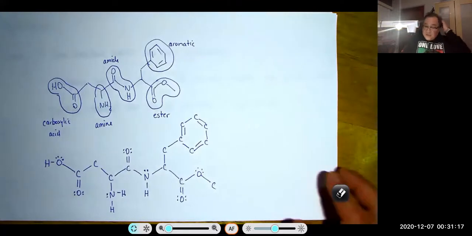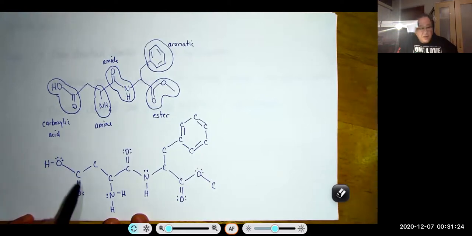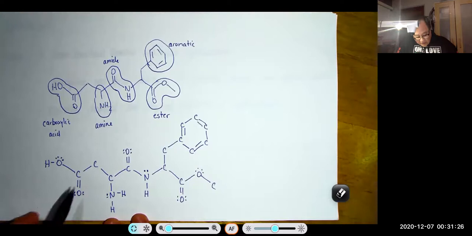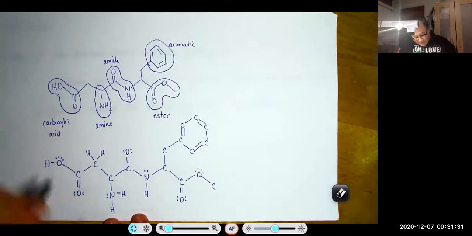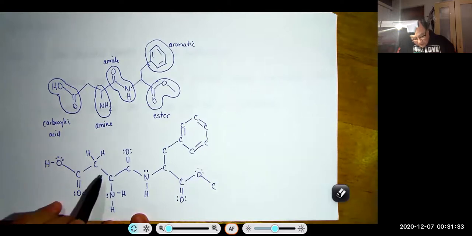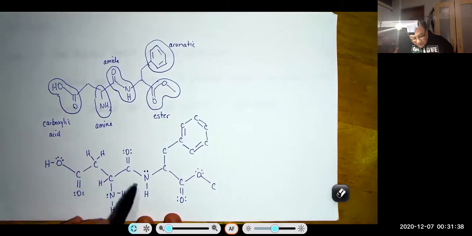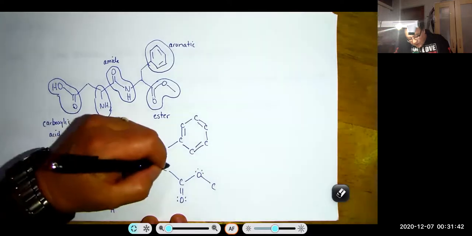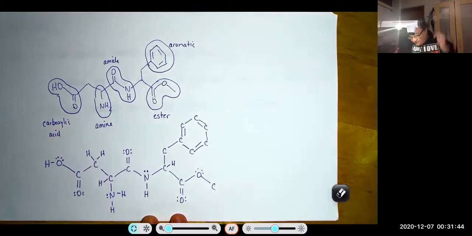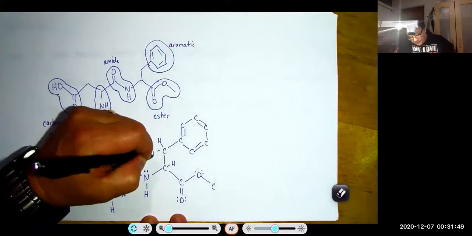So the only thing I need to do now is put in the correct number of hydrogens on the different carbons. So this carbon has 1, 2, 3, 4 bonds. It's done. This carbon has 2 bonds, so I'm going to put in hydrogens. This carbon has 1, 2, 3 bonds, so I'm going to add a hydrogen. This carbon has 4 bonds, so it's good. This carbon, I only see 3 bonds, so I'm going to put in a hydrogen. This carbon, I see 2 bonds, so I'm going to add 2 hydrogens.